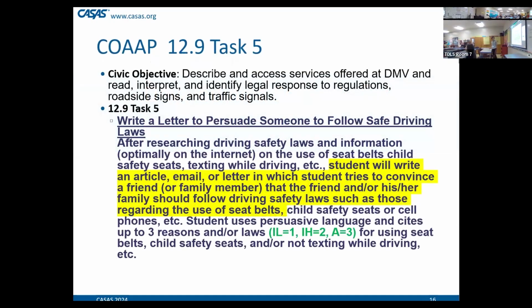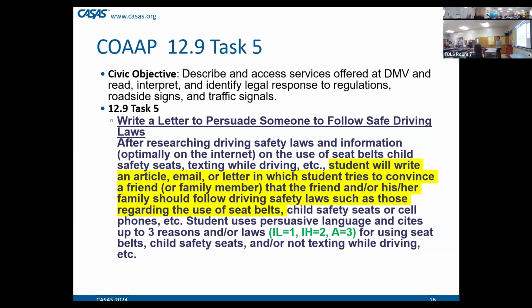And thank you. So it's about describing and accessing the services offered by the DMV. And if you were teaching this one, the students would need to write a letter, a persuasive letter about following safe driving laws. So if you're going to be teaching that, it's good to have some examples, so some sample letters about the task.